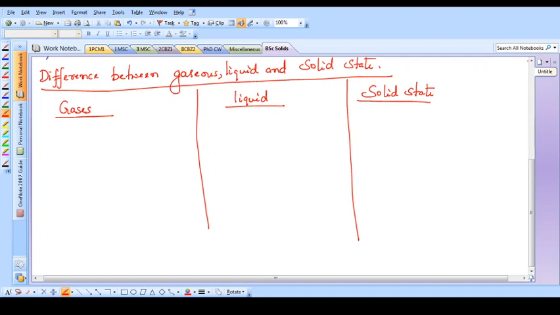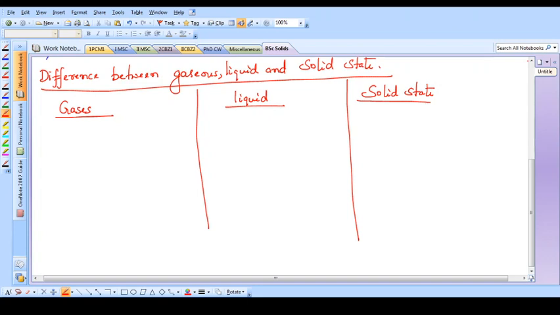Gases, we know that they do not have their own shape or their own volume. They occupy the entire volume of the container in which they are present, and they acquire the shape of the container. These are the important observations or properties of gases. On the other hand, what about liquids? Liquids have a fixed volume depending on the temperature, whereas they do not have a fixed shape.